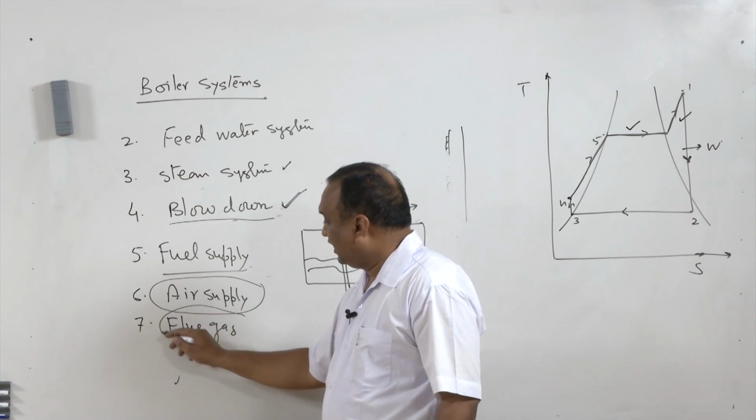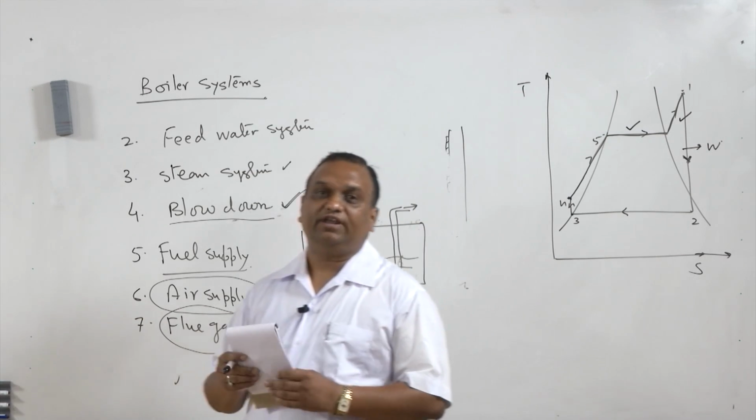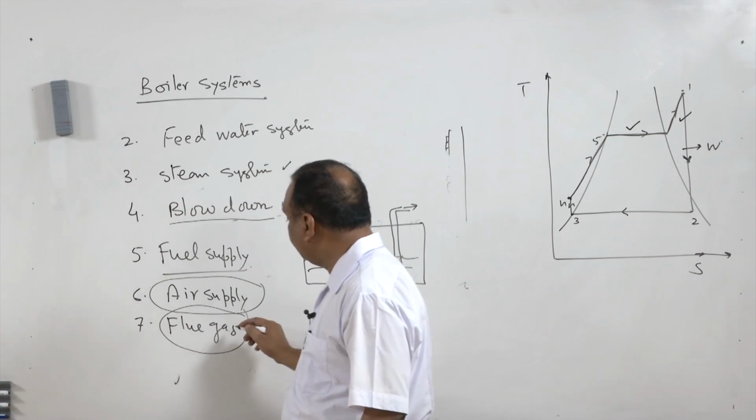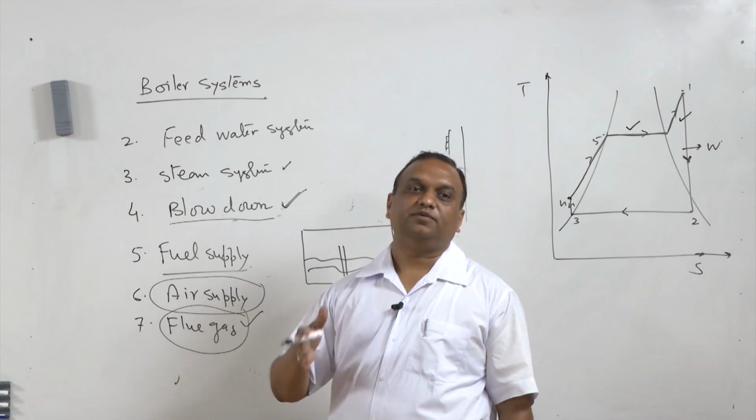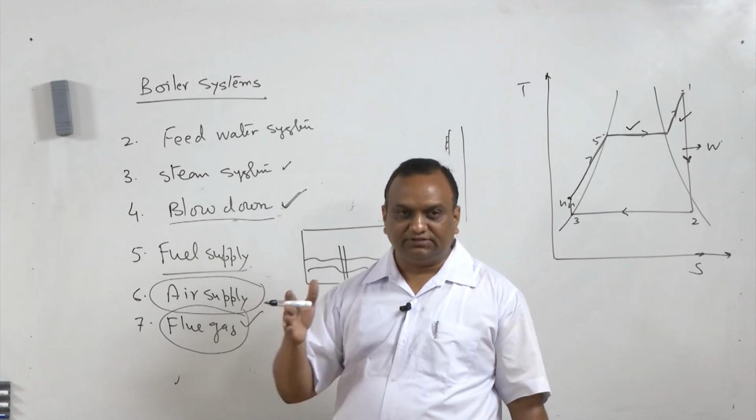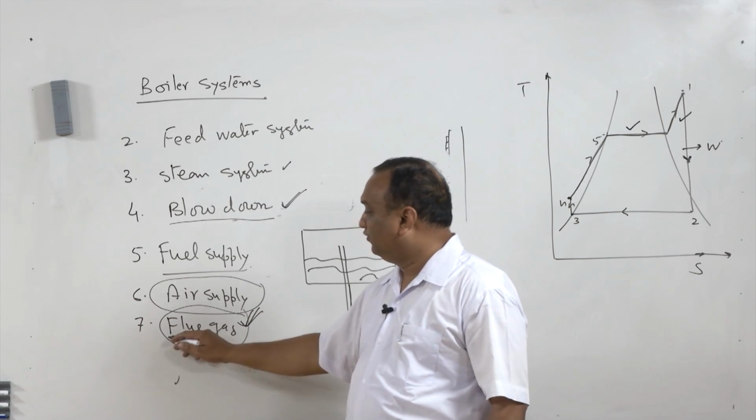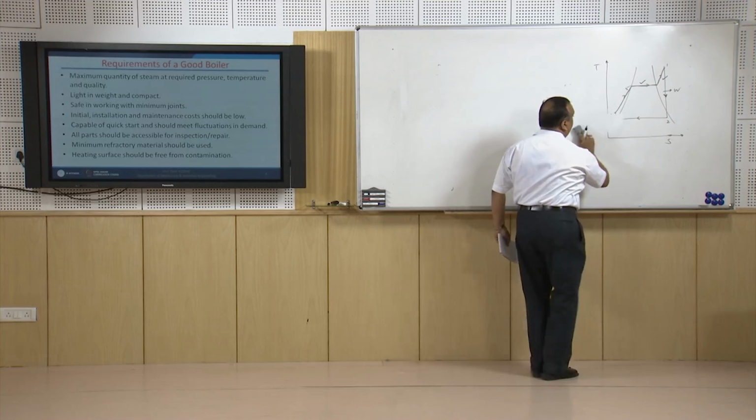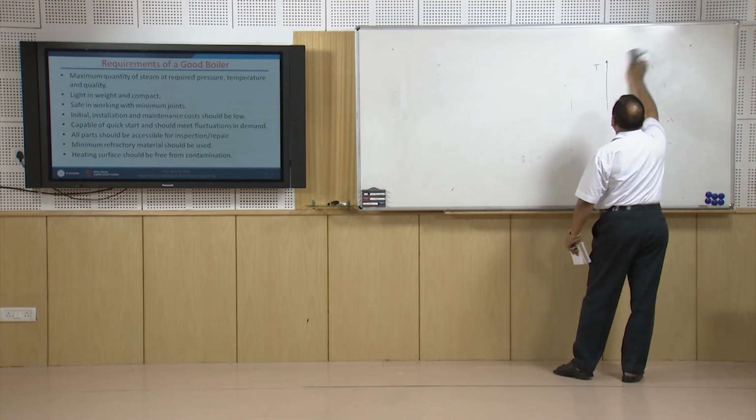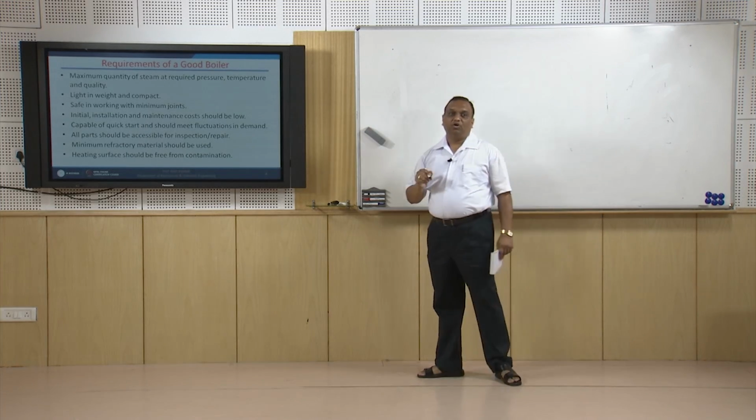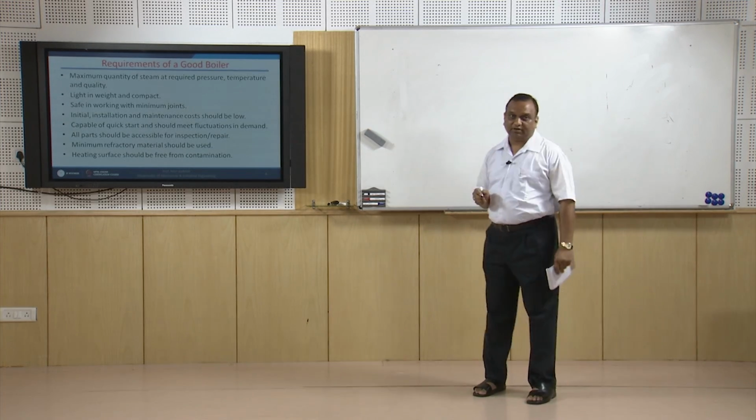So, there is a separate system for air circulation in the boiler. Flue gases also, because the heat exchange takes place between the flue gases and the water. For the circulation of flue gases also, there is a system in the boiler, and the chimney and the baffles are provided in order to manage the flow of flue gases in the boiler. There are different types of boilers, and they can be classified on different parameters.